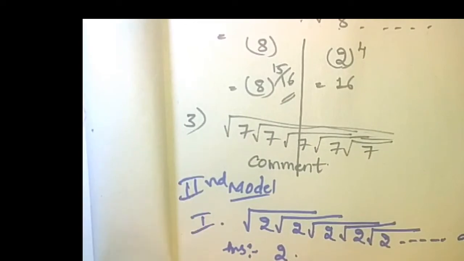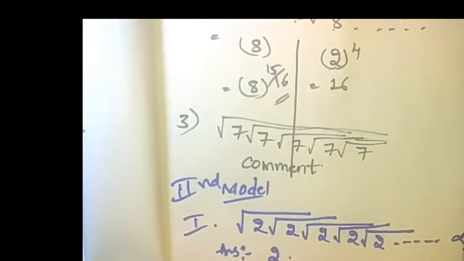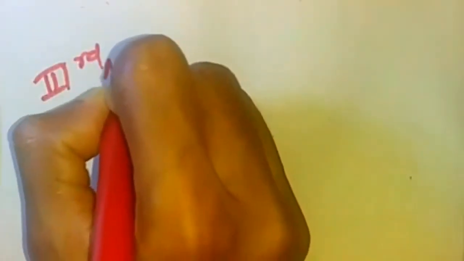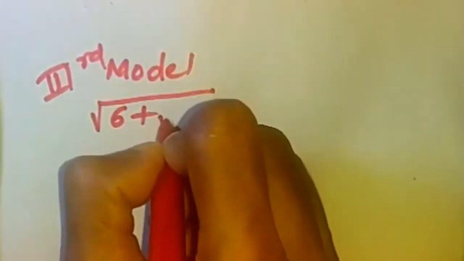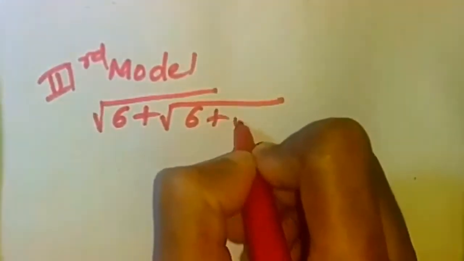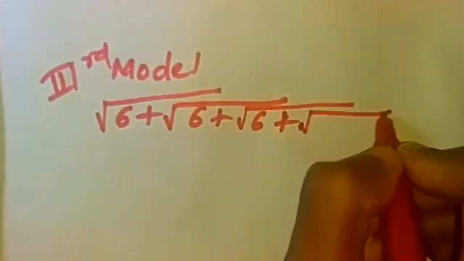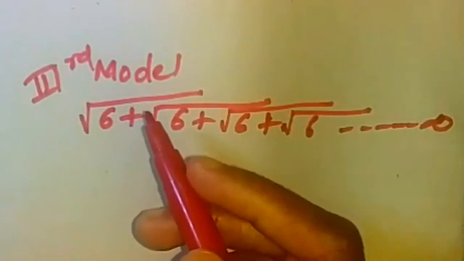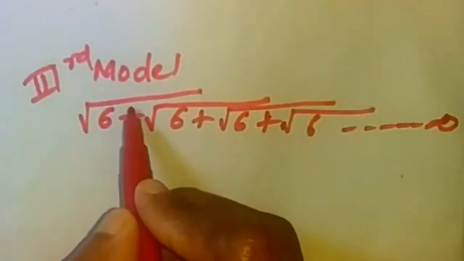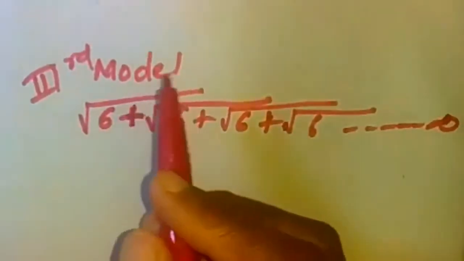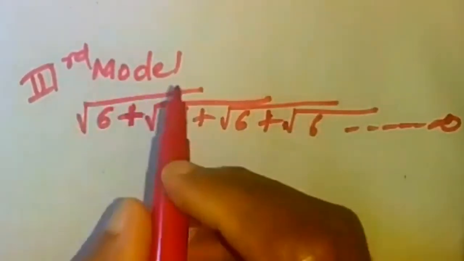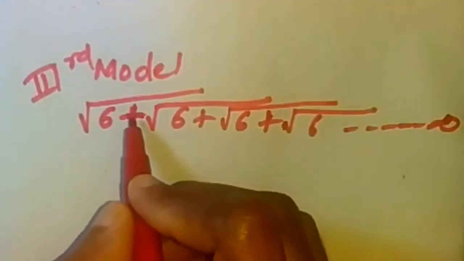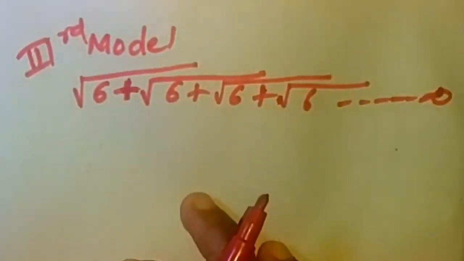So, I think everyone is clear with these two methods, and let's go for one more method. So, here our third model. When it is under root 6 plus under root 6 plus under root 6 plus under root 6 and so on, to infinity. So, what is the difference between the previous problems and this? In the previous problems, there is no plus symbol. For both the problems, it is only multiplication. But here in this problem, there is a plus symbol and infinity at the end. Now let's see how to solve.